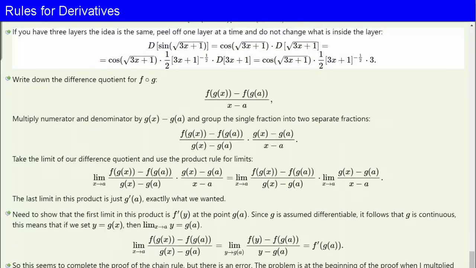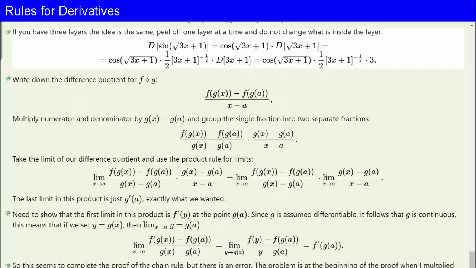If you have 3 layers, the idea is the same. Peel off one layer at a time and don't change what is inside the layer. For example, the derivative of sine of the square root of 3x plus 1 is, differentiate the sine to get cosine of the square root of 3x plus 1, then multiply that by the derivative of the square root of 3x plus 1.